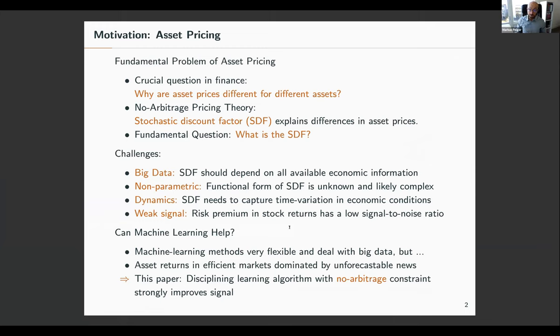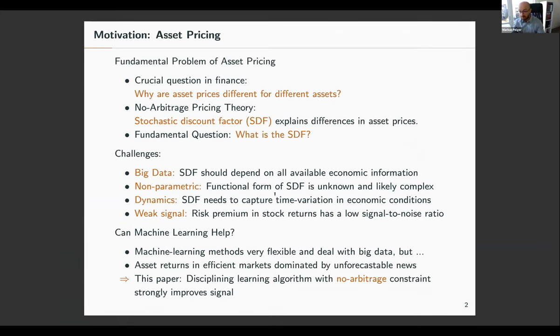So in this paper, we want to tackle one of the most important questions in asset pricing, namely understanding why we observe different expected returns for different assets. We know the answer to this question is exposure to systematic risk as measured by a stochastic discount factor. So we should observe different expected returns because assets have a different exposure to this SDF. Now the big question is how to estimate this SDF.